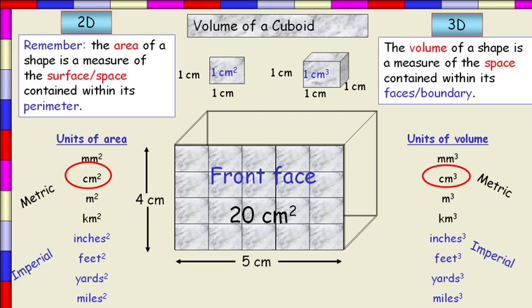We have a cube on the screen where the length, breadth and height of this cube is 1 centimeter. So the total volume of this cube is 1 centimeter cube. When you multiply centimeter three times, you will get centimeter cube.